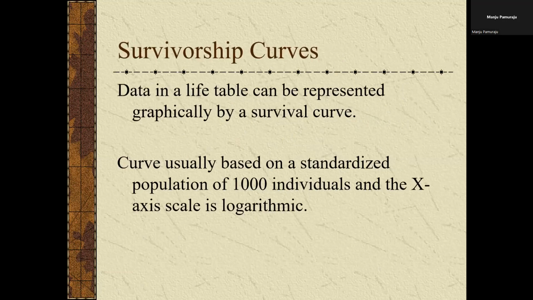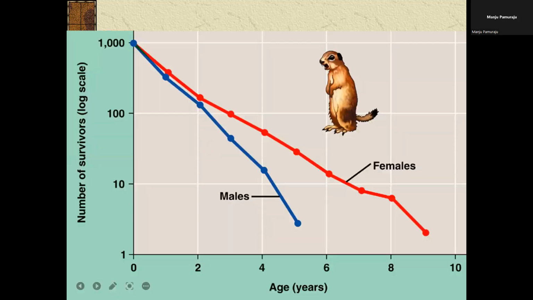Survivorship curve: the data in a life table can be represented graphically by a survival curve. The curve is usually based on a standardized population of 100,000 individuals, and the y-axis uses a logarithmic scale. Here the age is taken in years, and here is the number of organisms surviving.